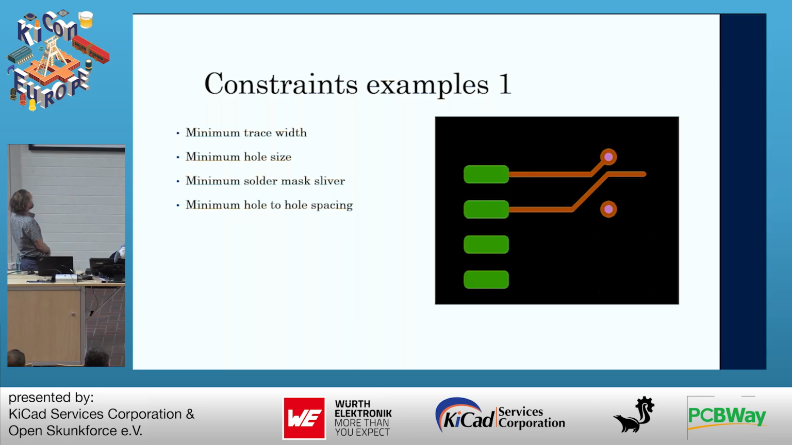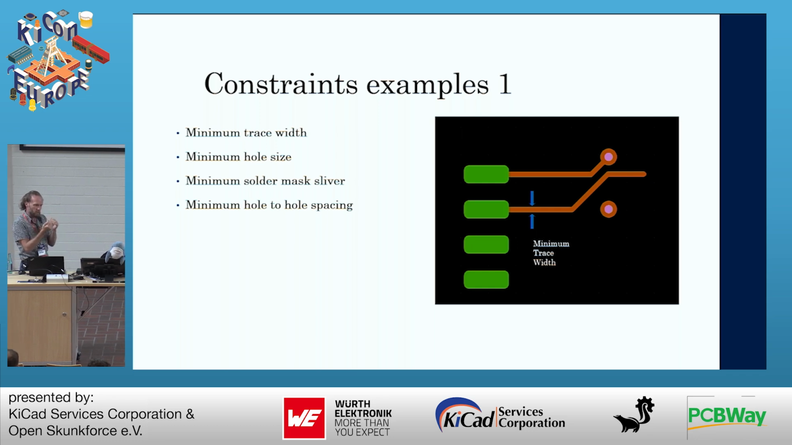So let's take a few examples here, just in order to make completely sure that you understand what constraints are. We already talked about minimum trace width. So how wide can a trace be? And if you make a trace that is smaller than that, you will get a constraint violation. That would be one example.